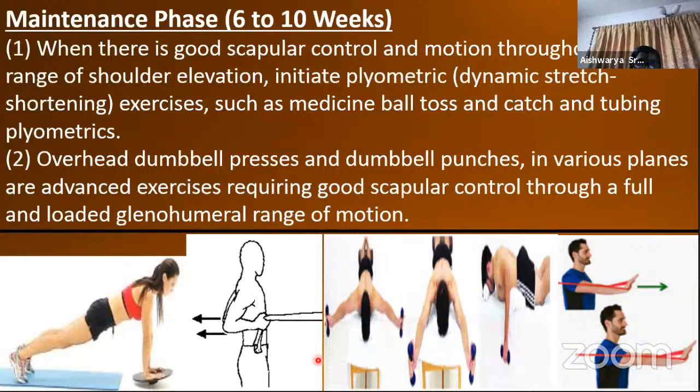Then you can do tubing exercises. Here you can do retraction. You can do scapular punches. First, you can do scapular punches without any weights. Then you can use this band to help improve the strength. Again, the YTW exercises will be progressed. Any overhead dumbbell presses and dumbbell punches can be done to improve the range of motion as well as strength.